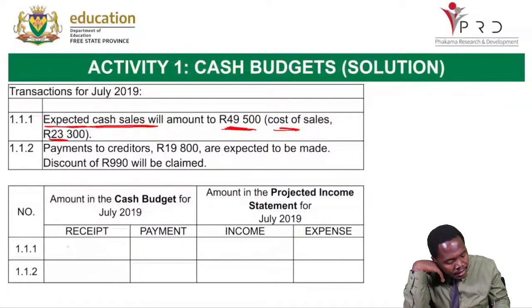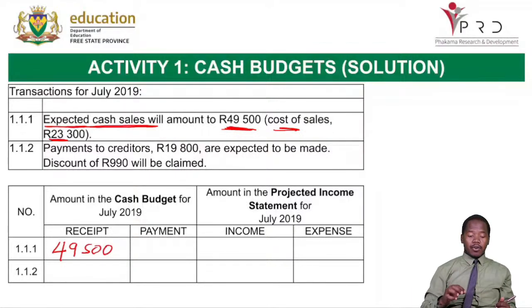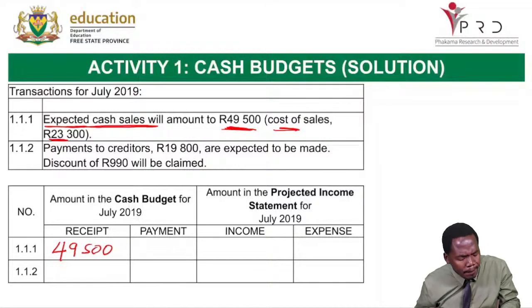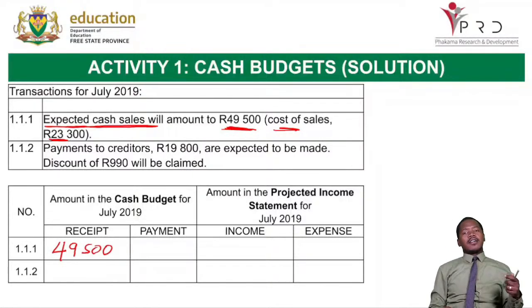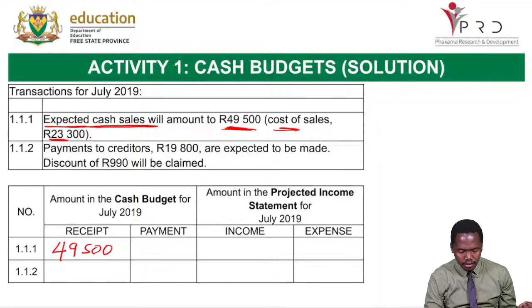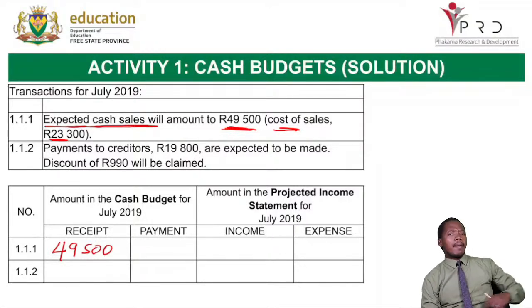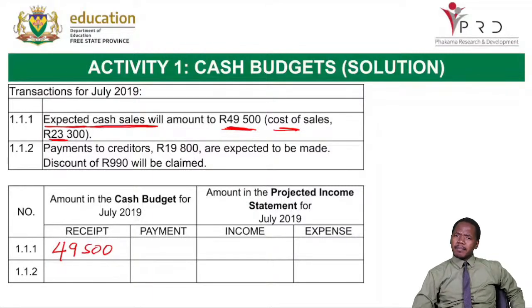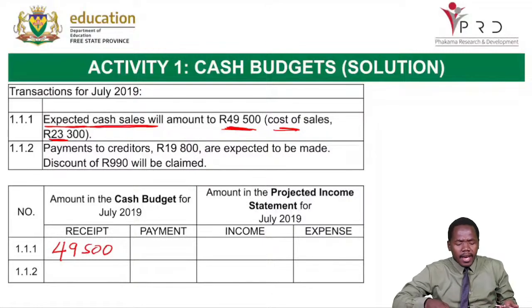So meaning the amount of 49,500 will be part of what? Of our receipt. Why receipt? Because we are going to receive an income. We are going to receive cash sales. That's why it's under receipt, not payments. We are not paying for cash sales. We are receiving cash sales. But what about the projected income statement? Do we have something called sales there? Yes, the answer is yes, we do have.